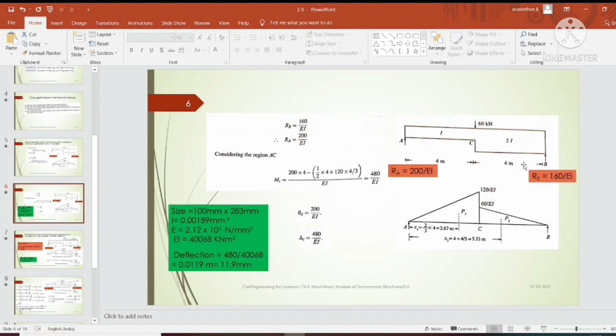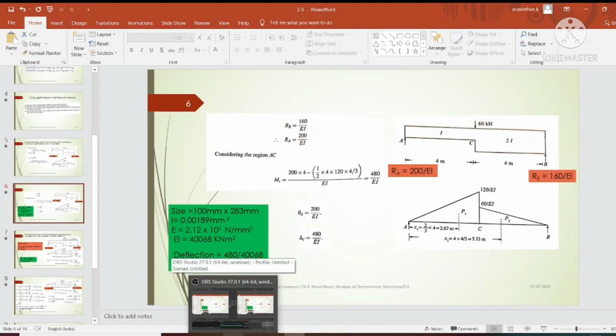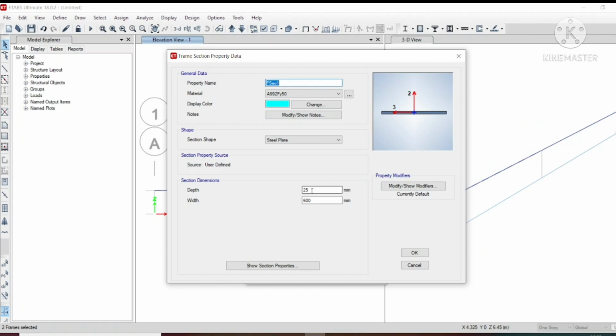So this beam is designed as steel, which has a Young's modulus of 2.12 into 10 power 5, so that we will get EI, the constant flexural rigidity, as 40,068 kilonewton meter square. Everything is converted in terms of kilonewton and meter. Let us give the member property. 283 is the depth and 100 is the width.